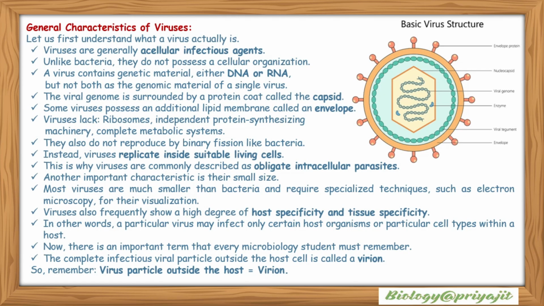Let's begin. General characteristics of viruses. Viruses are generally acellular infectious agents. They contain their genomic material, which is either DNA or RNA, not both. They do not possess a cellular organization. Their genome is surrounded by a protein coat called the capsid, and in some viruses there is an additional lipid membrane called an envelope. Viruses lack ribosomes, independent protein synthesizing machinery, and complete metabolic systems.